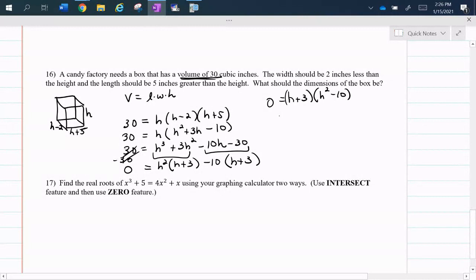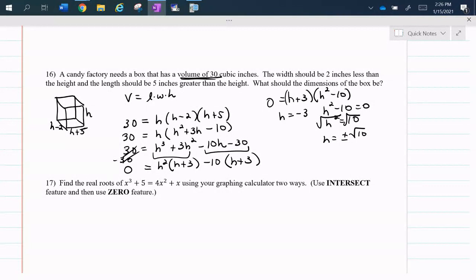And I'm going to set each factor equal to 0. So I get either h equals negative 3, or if h squared minus 10 is equal to 0, then we have to add 10 to both sides. Take the square root of both sides. Don't forget plus or minus. So we found 3 solutions to this equation, but remember, h represents the height of the box, and we don't want the height of a box to be negative, so we're going to say that the height has to be positive square root of 10.